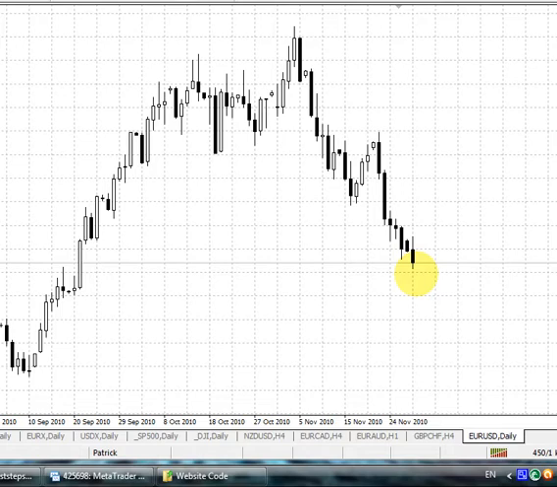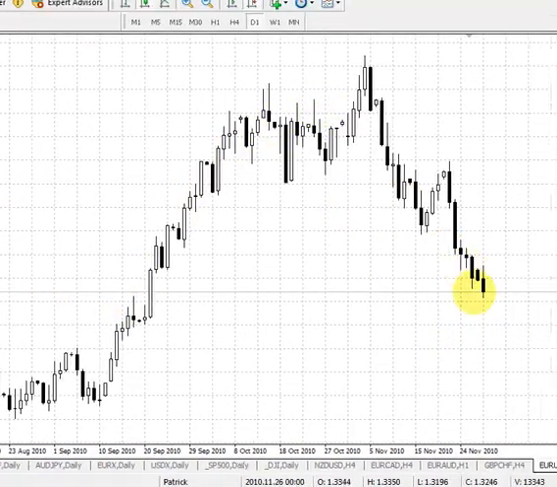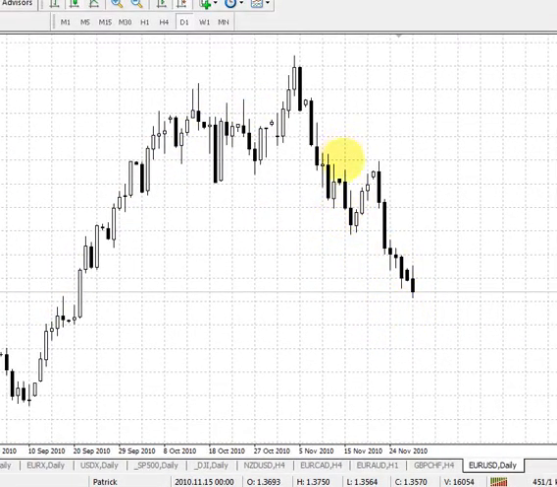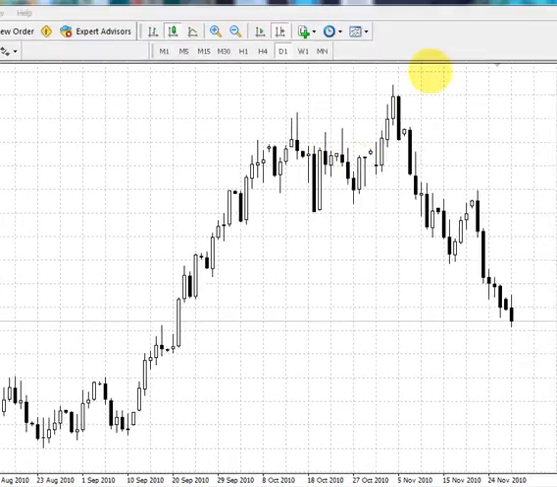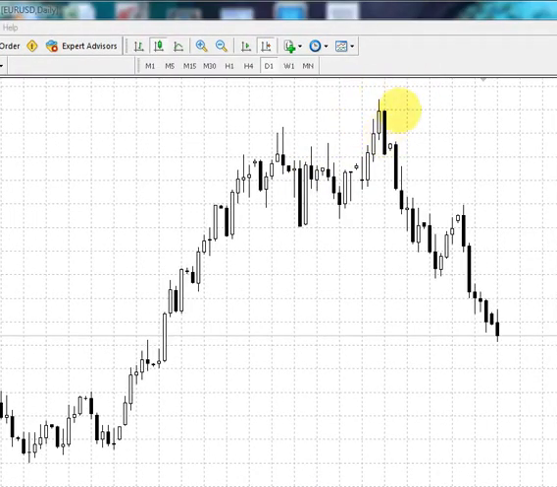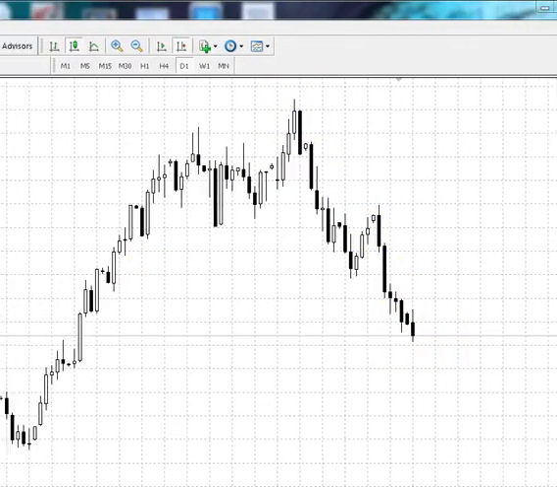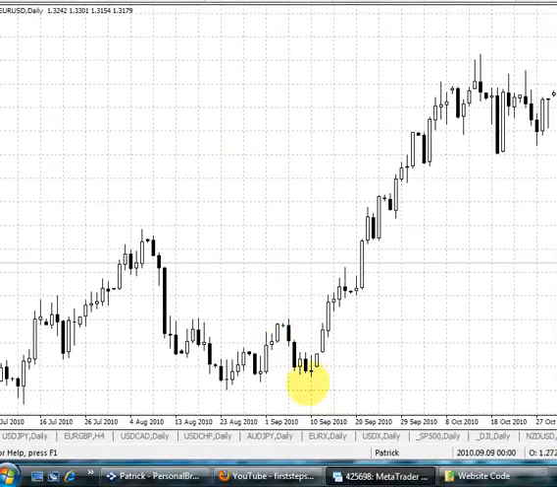Today is the 29th of November 2010, and here we have a daily chart of the euro dollar. Every bar represents the price action for every day. As you can see, we've had a recent very strong uptrend, a turnaround, a high point up here, followed by a recent downtrend. Let's draw those in to start building up a picture of what's going on.